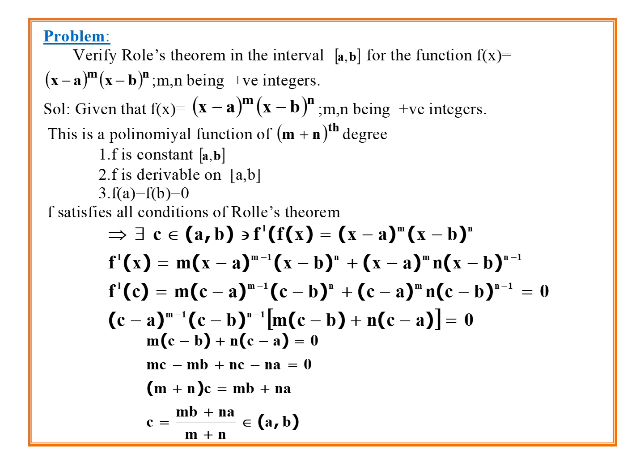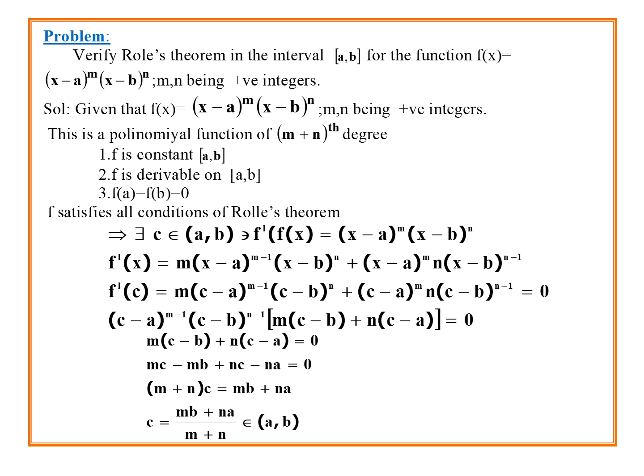f dash c: substitute c in place of x, then we get f dash c is equal to m into (c minus a) to the power of m minus 1, times (c minus b) to the power of n, plus, in place of x substituting c, (c minus a) to the power of m, times n into (c minus b) to the power of n minus 1, that is equal to 0.